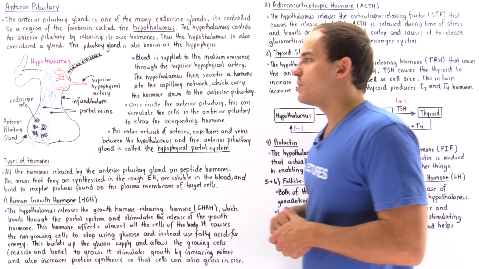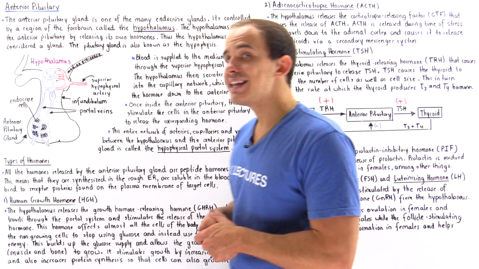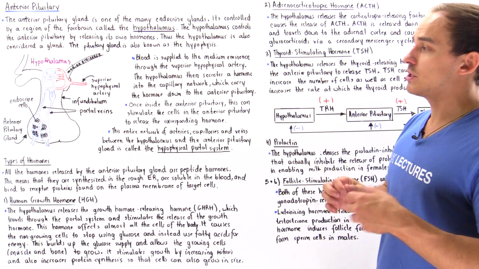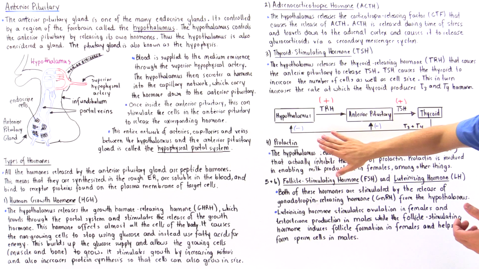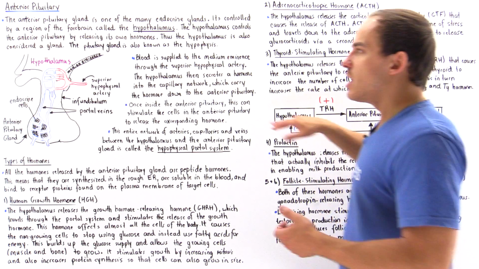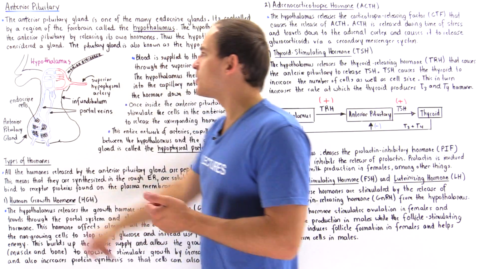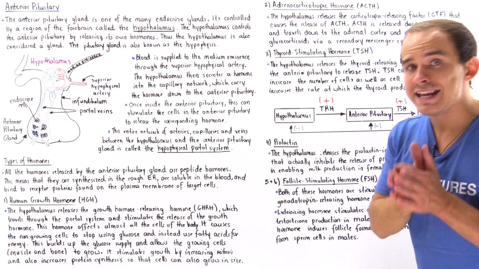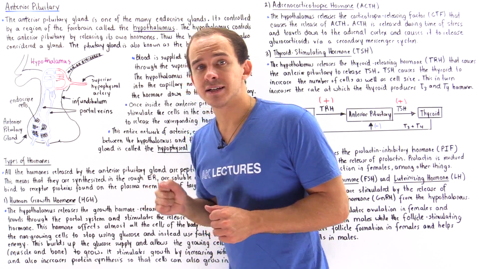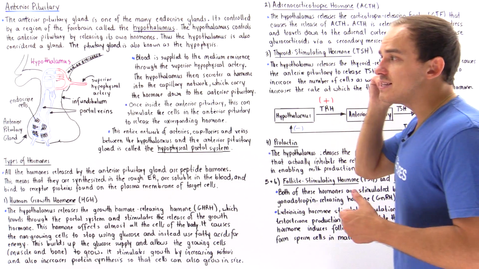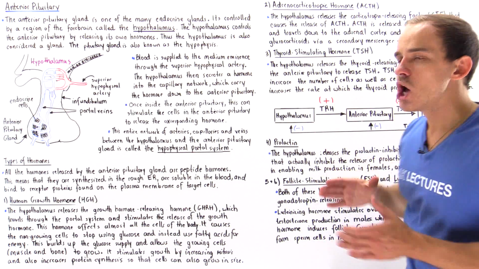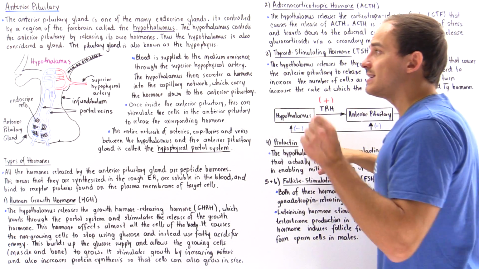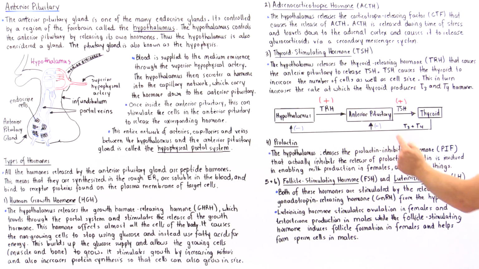Now, the next hormone that is produced by the anterior pituitary gland is our prolactin. So the interesting thing about prolactin is the hormone that is produced by the hypothalamus, known as the prolactin inhibitory hormone, actually inhibits the release of prolactin. And this is the only hormone that basically does this. All these other hormones are stimulated by the hypothalamus hormone, but prolactin is inhibited by the release of our prolactin inhibitory hormone.